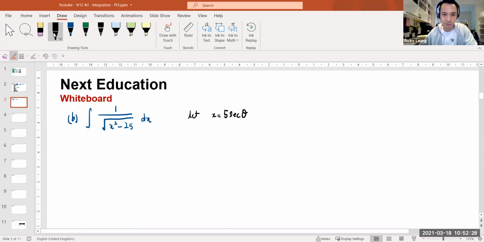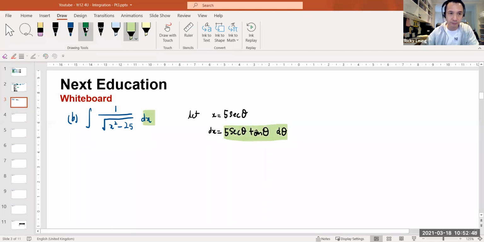Using this substitution, differentiate both sides. Now I know this side's dx, the 5's there. The derivative of sec is sec tan, so please make sure that's not in the reference paper. Make sure though you do know that, d theta. So once again, sub this into here.